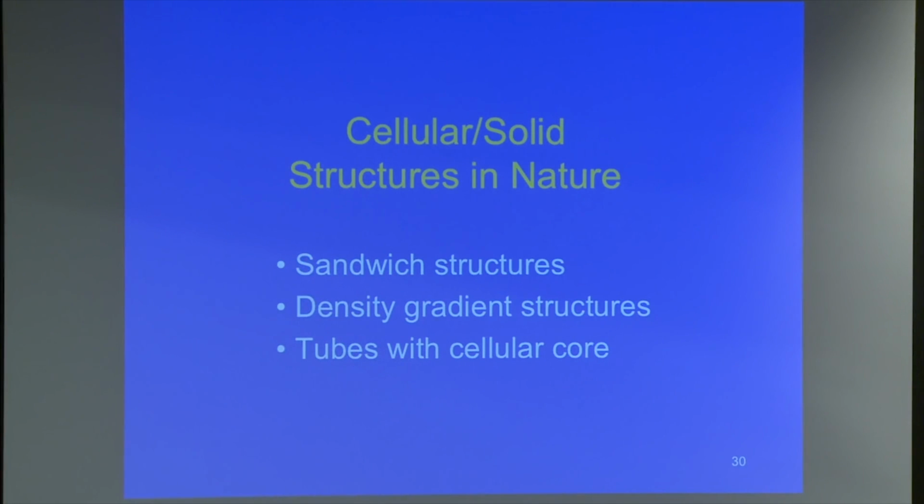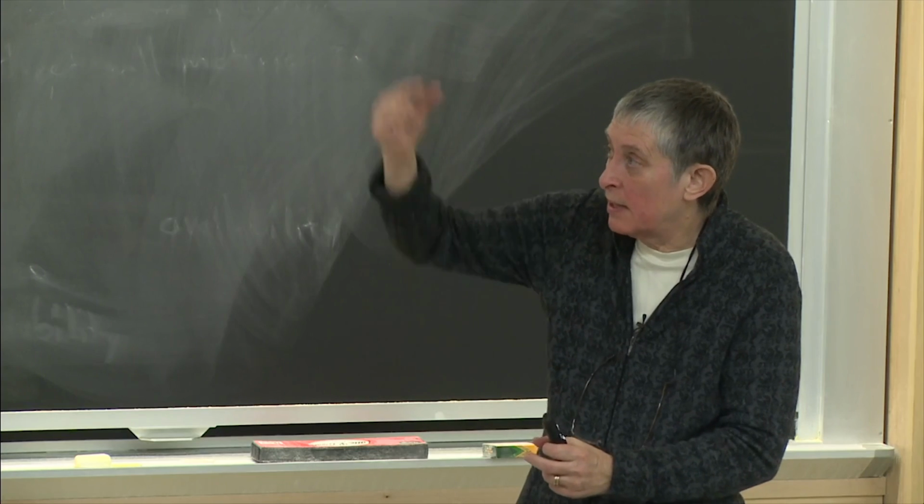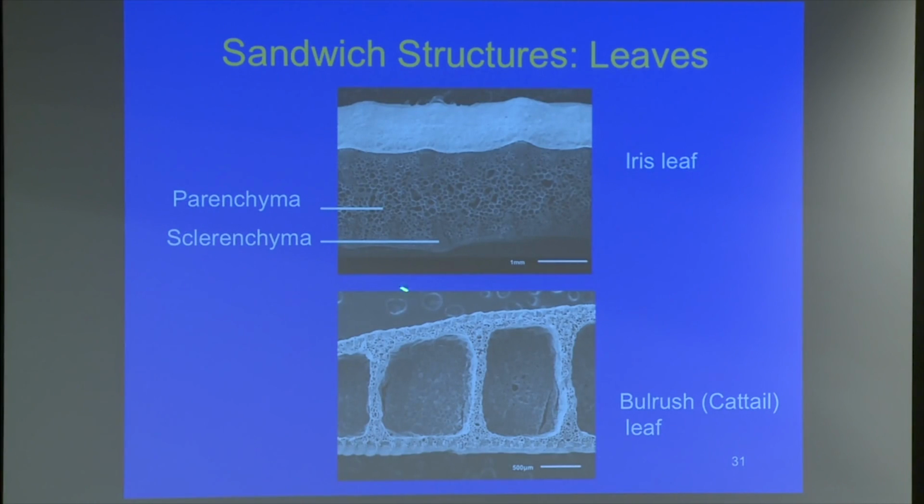And then there's some cellular structures in nature as well. There's sandwich structures, there's density gradients, and there's tubes with a cellular core. So here's some examples of that. Here's the iris leaf. You know, the iris plant has these long kind of leaves that stand up like this. And it's just like a sandwich panel. The parenchyma are kind of like a foam in the middle here. And there's very dense fibers called sclerenchyma that run up and down the length of the leaf. And they're like fibers in a fiber composite.